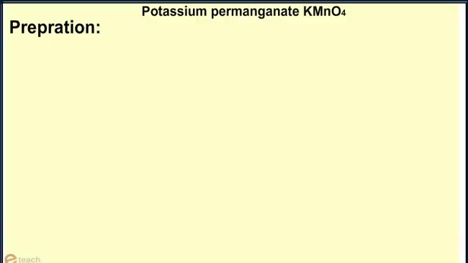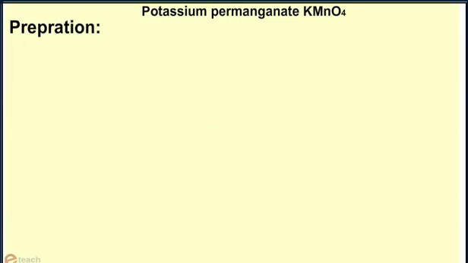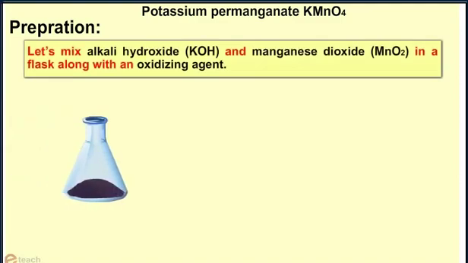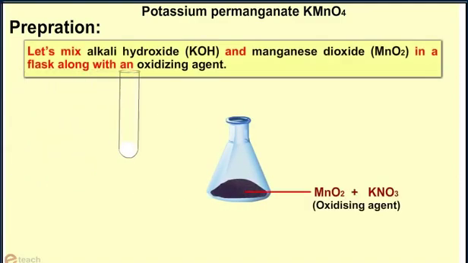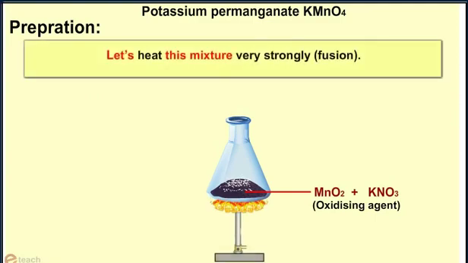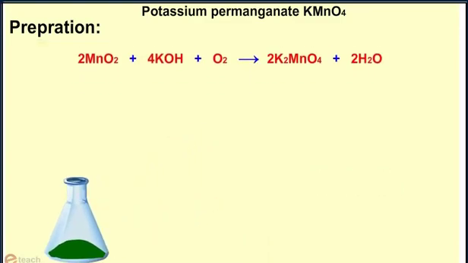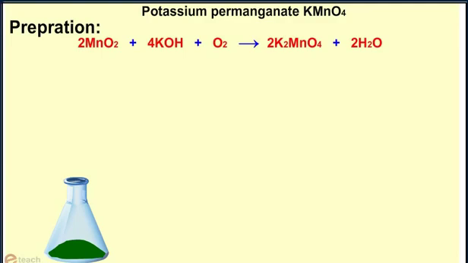Let us study the preparation of potassium permanganate. In the first step, fusion of MnO2 in the presence of an oxidizing agent takes place. Let's mix alkali hydroxide KOH and manganese dioxide MnO2 in a flask along with an oxidizing agent. Let's heat this mixture very strongly. The reaction that takes place is 2MnO2 + 4KOH + O2 gives 2K2MnO4 + 2H2O.